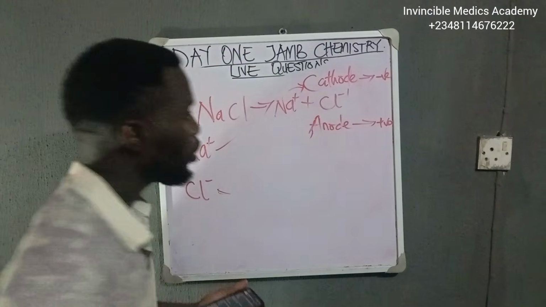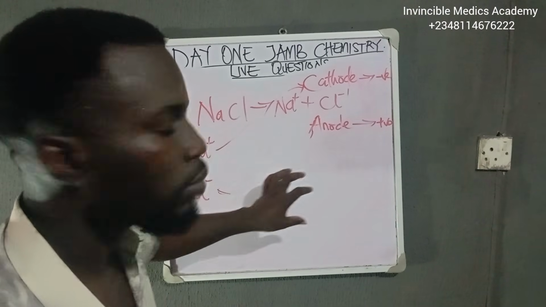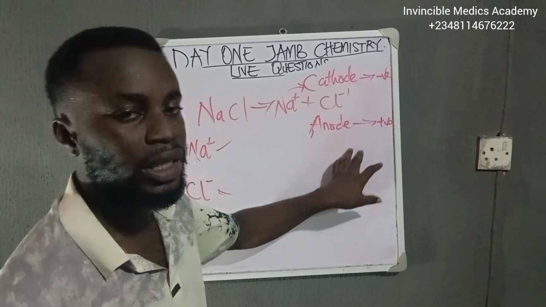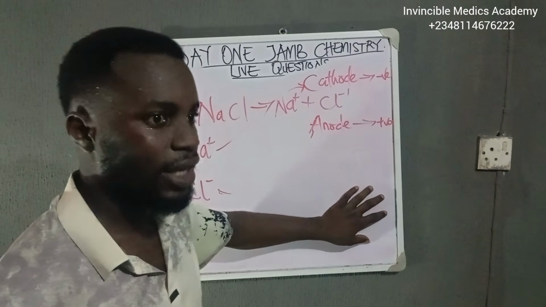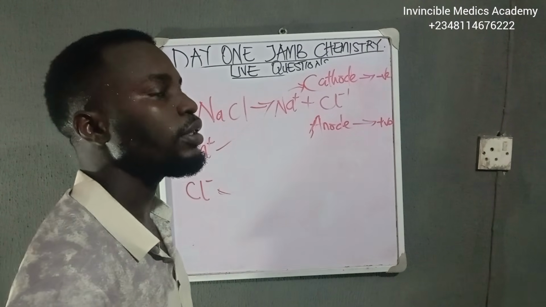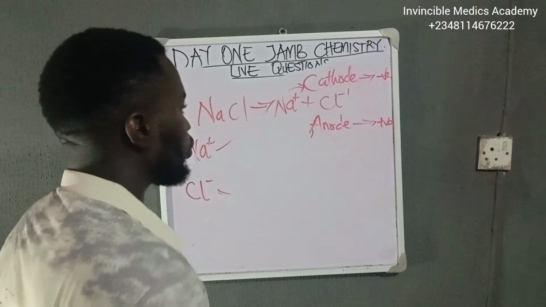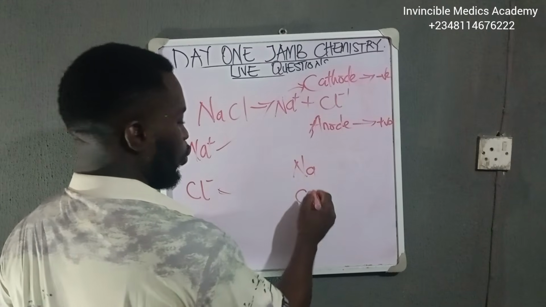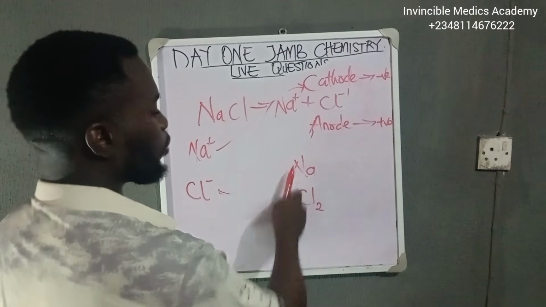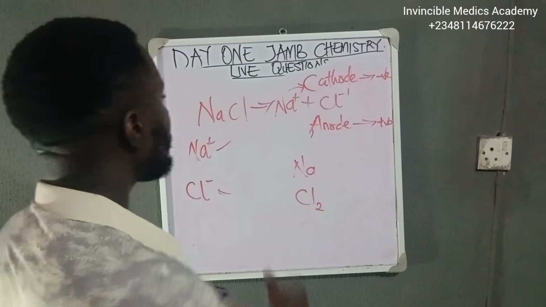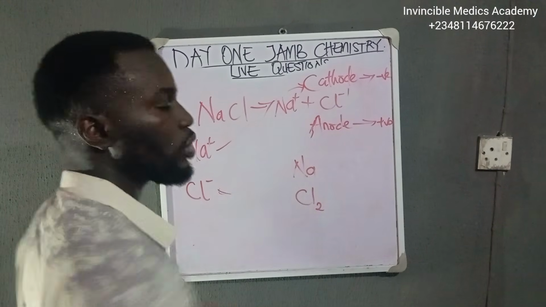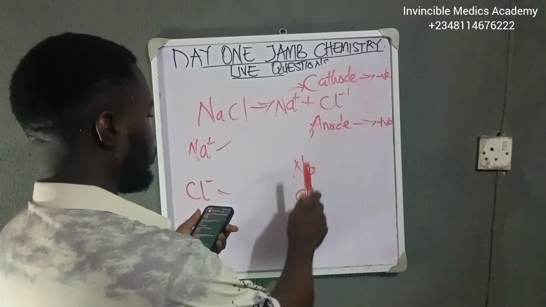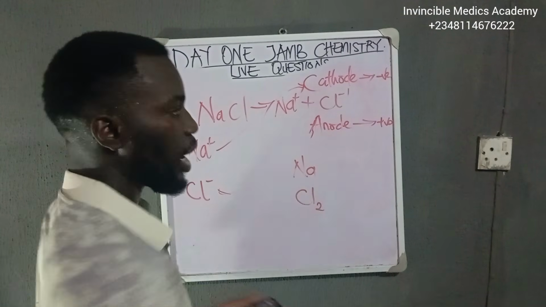So the sodium ion will form its metal, while the chloride ion will form its gas, that's chlorine gas, right? Sodium in its normal form is monatomic, while chlorine is diatomic. All right, so since sodium is the one attracted to the cathode, sodium metal will be discharged, while chlorine gas will be discharged at the anode, right?